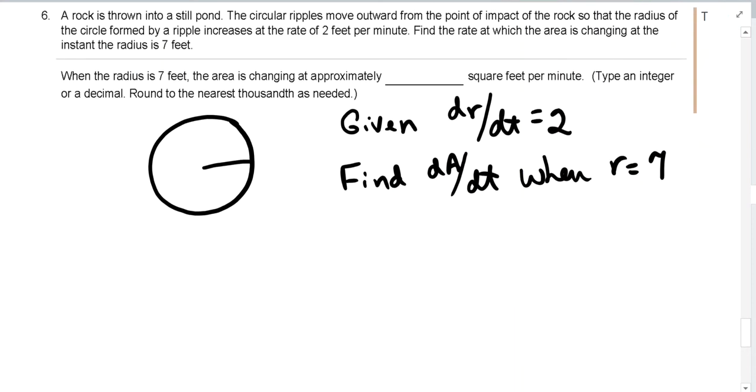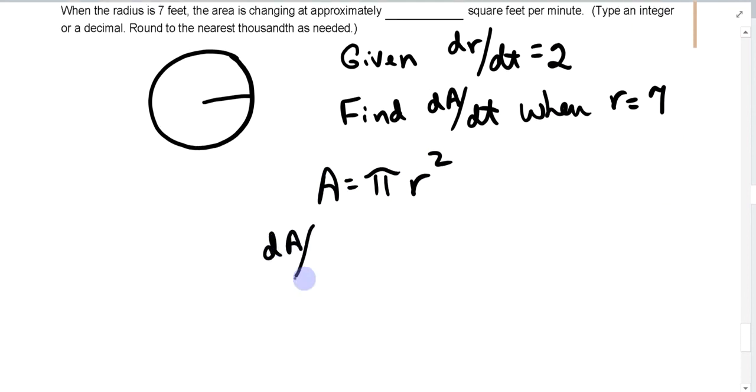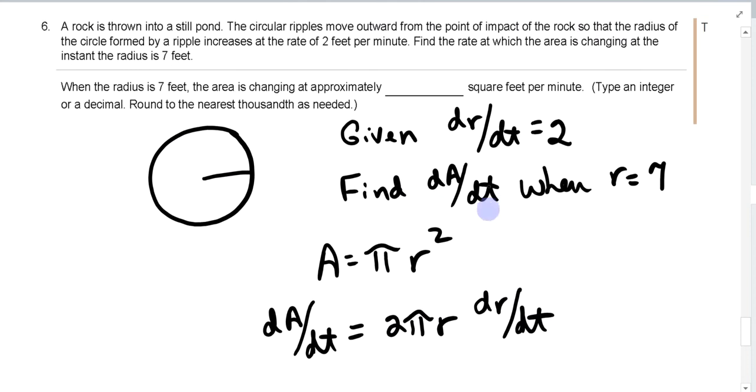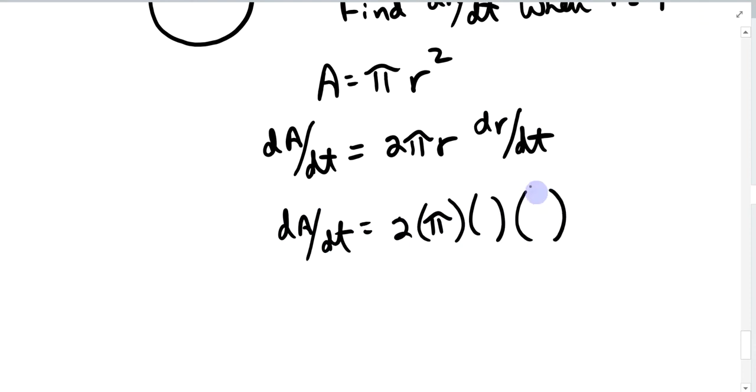So what do we know about the area of a circle? We know that A is equal to pi r squared. Let's take the derivative of that function. dA/dt equals, remember pi is a number, so 2 pi r dr/dt. All right, let's plug in what we know, and we're trying to solve for dA/dt. So dA/dt equals 2 times pi. Now r we're given, and dr/dt we have. So r was 7, and dr/dt was 2.